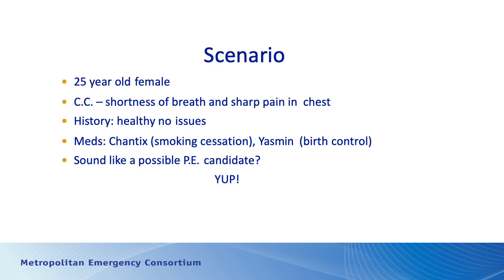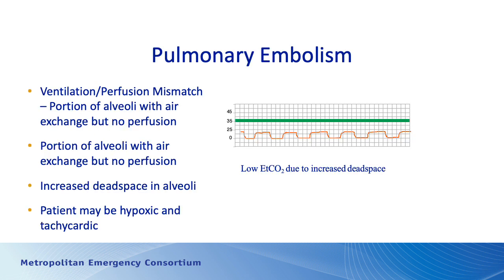Here's another scenario. A 25-year-old female with acute shortness of breath and sharp chest pain. She has no health issues in the past. She's on medication for smoking cessation, and she's on hormones for birth control. For me, a tachypneic female on birth control pills with sharp chest pain is a pulmonary embolism until proven otherwise. So what might we expect to see on end-tidal CO2?